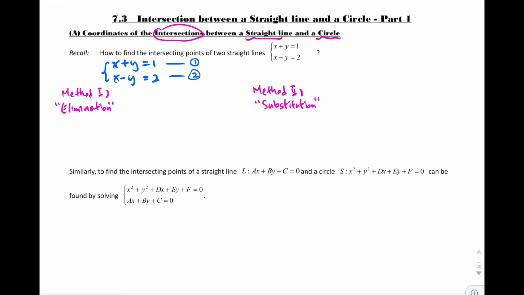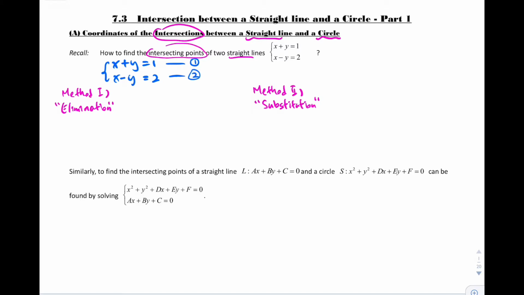We have learned how to find the intersecting points of two straight lines. Here is an example. We have two equations, two unknowns. For these two linear equations in two unknowns, we have two methods to solve for x and y. To find the intersecting points means we have to find the solution that satisfies both equations.